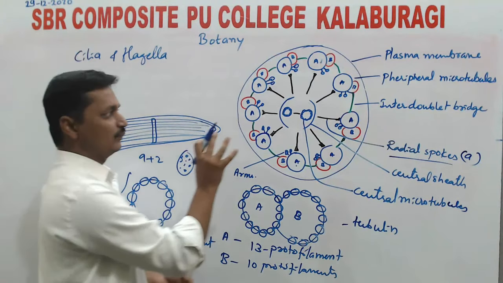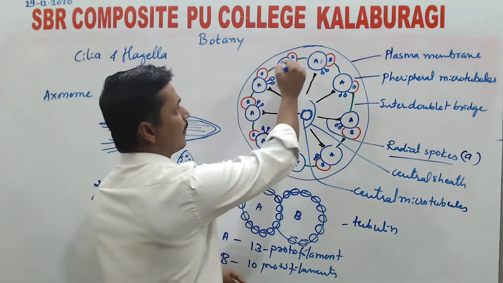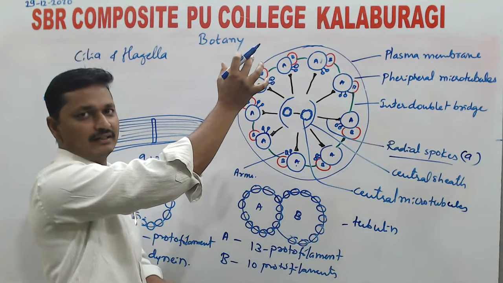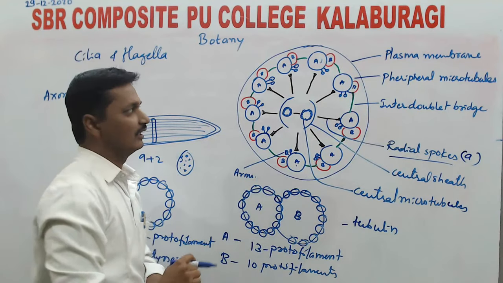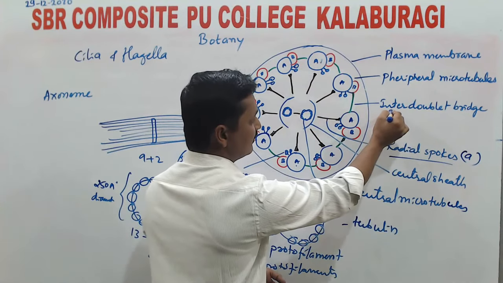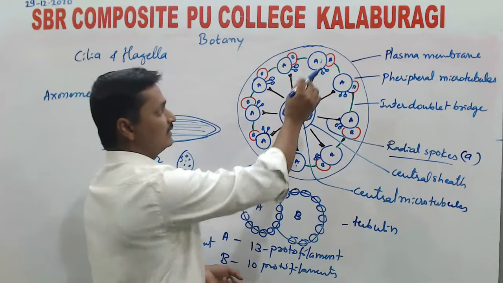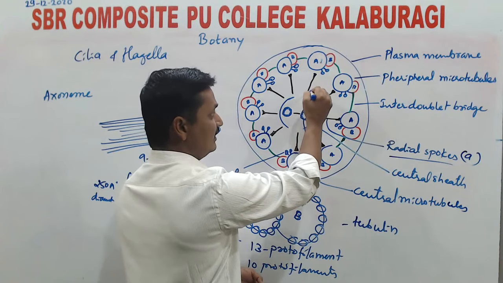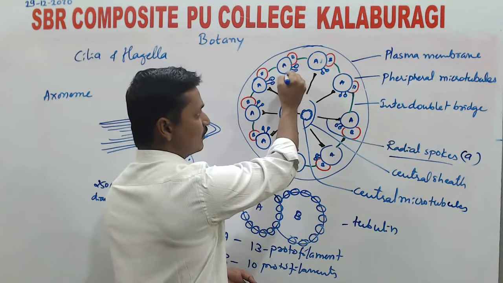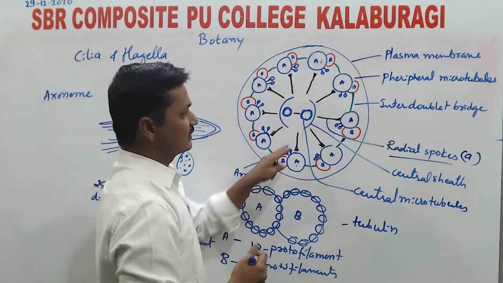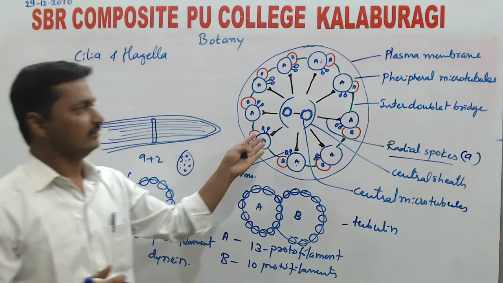All these together are involved in the function of cilia and flagella. The plasma membrane completely covers all the microtubules, and we find 9 peripheral microtubules, all connected through the inter-doublet bridge. These connect with the central sheath through the radially arranged proteinaceous radial spokes. Here you find the head of the radial spoke and its tail region, and these radial spokes connect the central sheath with the peripheral microtubules for coordinated function.